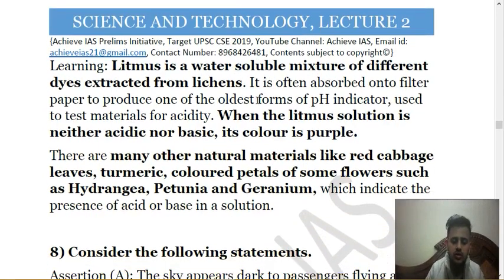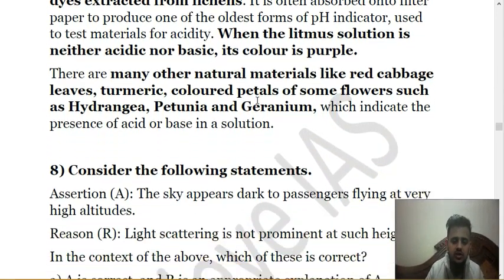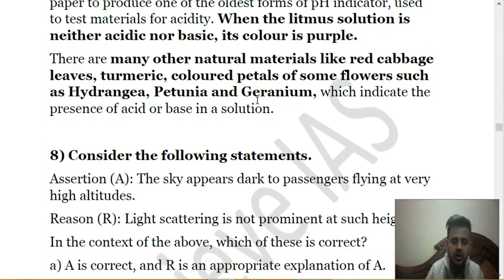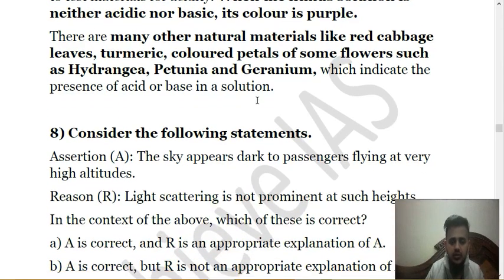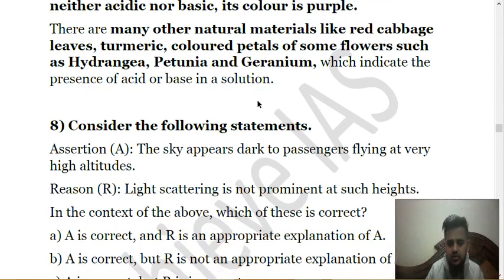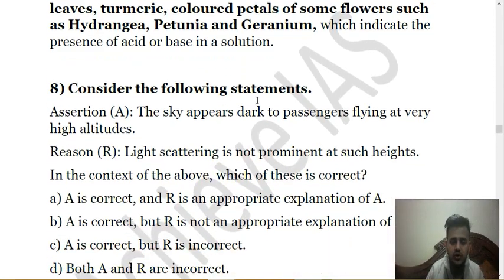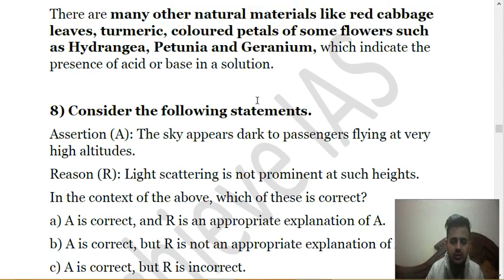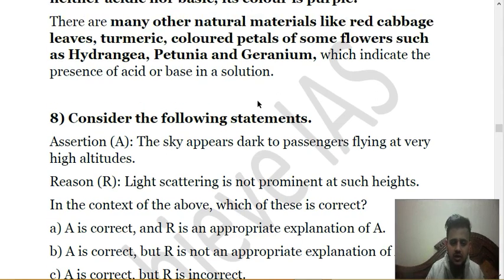So there are also various other materials like red cabbage leaves, turmeric, colored petals of some flowers such as hydrangea, petunia and geranium, which indicate the presence of acid or base in a solution. So please keep them in mind: red cabbage leaves, turmeric, colored petals of some flowers such as hydrangea, petunia, and geranium. So let's move on to the eighth question.